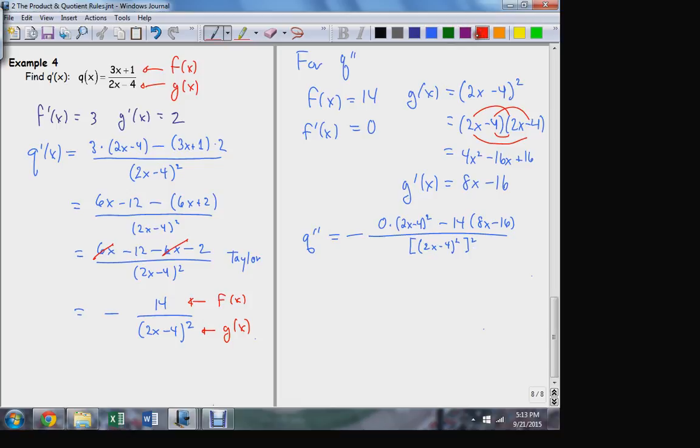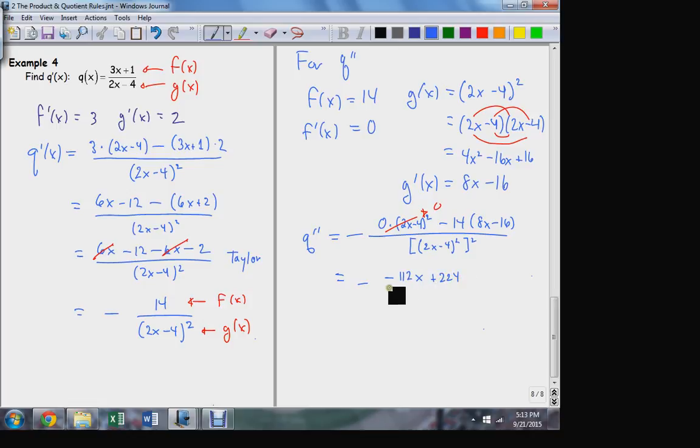And now what's going to happen? Number one, this term here is going to vanish. The zero multiplier squashes that out. And then what? Negative 14 times 8 is what? 112. So I've still got the minus out front. That's minus 112x, and then 14 times 16 is what? 224. Plus 224.